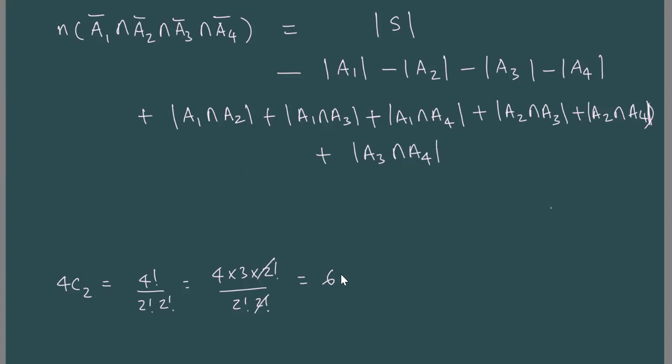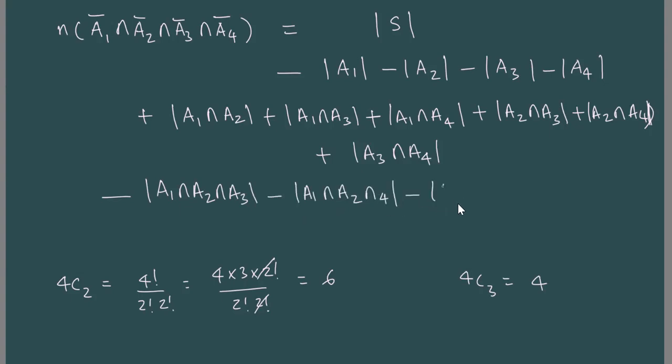Then we have to subtract what? The combinations of 3. So those will be again how many terms? 4C3 is what? 4C3 will be 4. So you'll get 4 terms that you need to subtract. So what are those? A1 intersection A2 intersection A3. Again, you'll have to subtract A1 intersection A2 intersection A4. I know these are a little hard, right? A2 intersection A3 intersection A4.